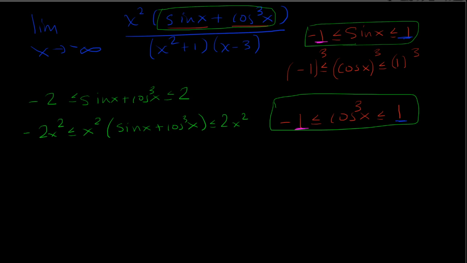Well, let's see. So this one's a little tricky. I want to divide first by x minus 3. So let's divide by x minus 3. And here, since I'm dividing by x minus 3, I'm really dividing by a negative number since we're looking at x approaching negative infinity. So x is a negative number, minus 3 is also negative. So the inequality is going to change since we're dividing by a negative number.